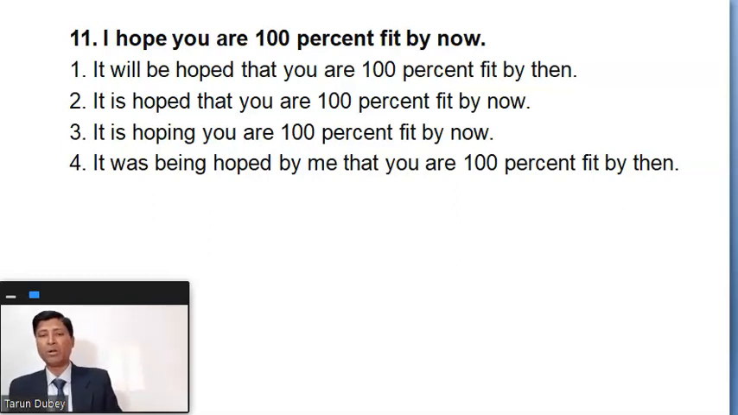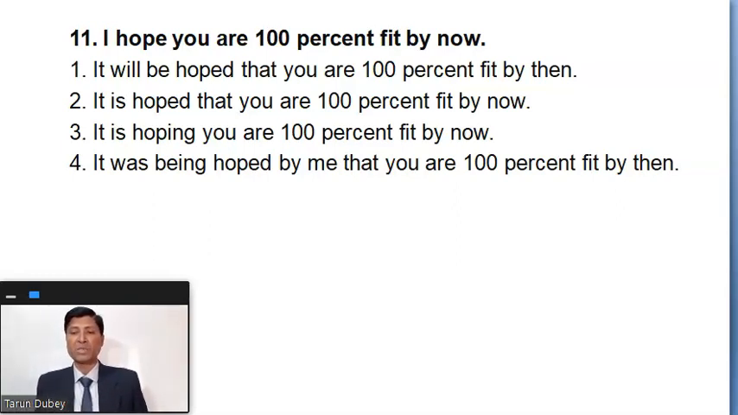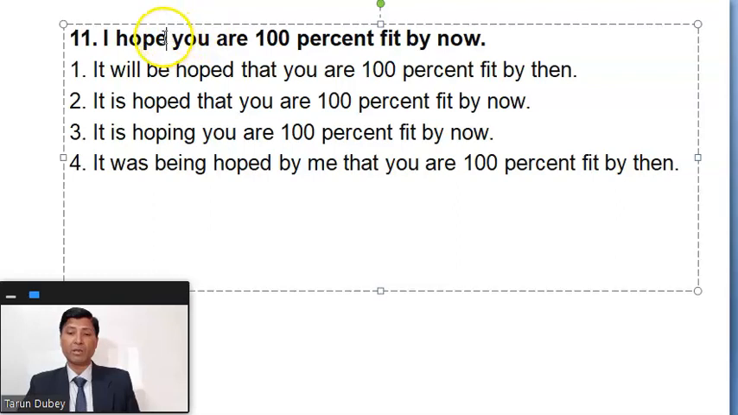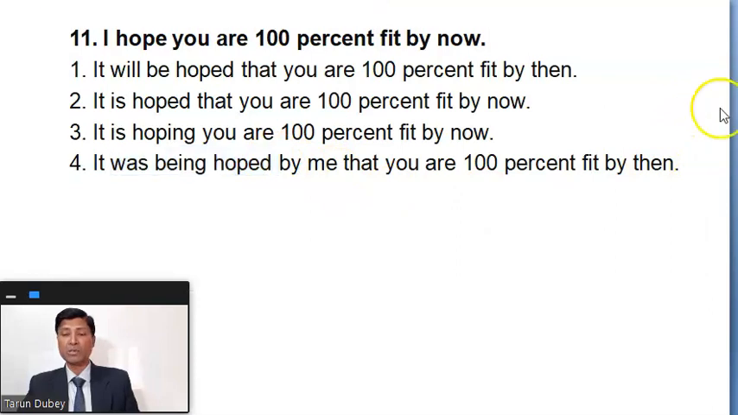Now look at question number 11. I hope you are 100% fit by now. What is the keyword? Verb X, auxiliary verb plus main verb X. Here the keyword is hope. Hope is the basic form of the verb. That means what will be the passive? Is, am plus V3. Where is am plus V3? Your option is 2. Here it is will be hoped. No. Here it is hoping. No. Here was being hoped. No. So your answer is 2.